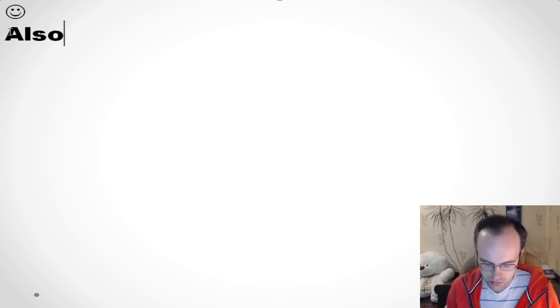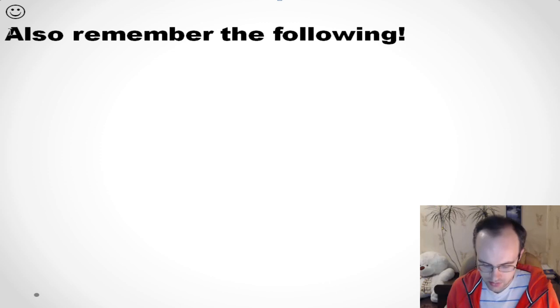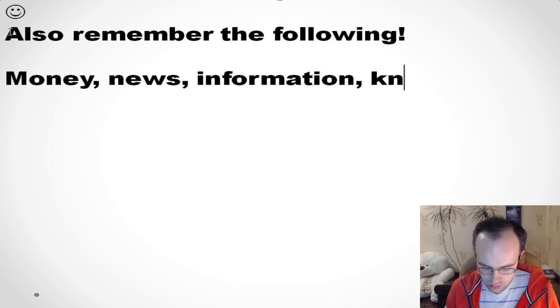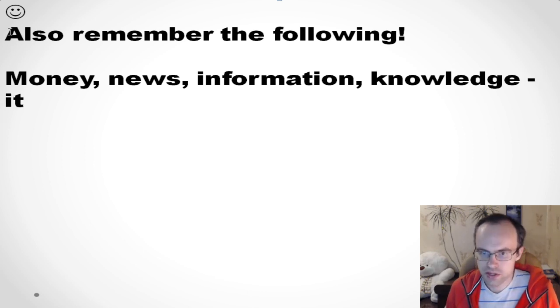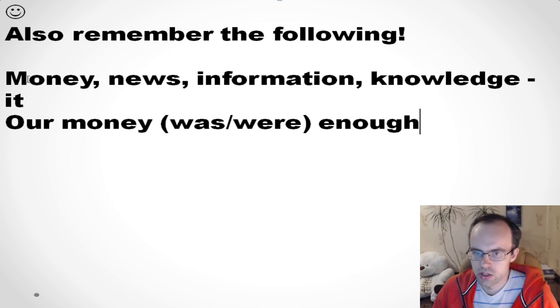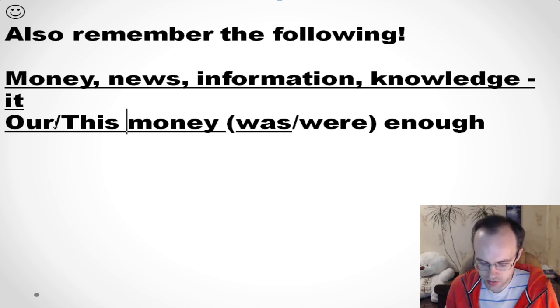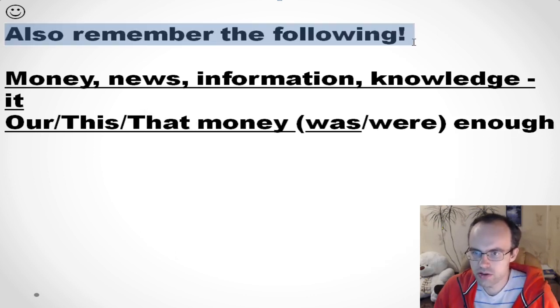And also remember the following. Money, news, information, knowledge means it. For example, our money was or were enough? Okay, it means it. Our money means it. He, she, it was. Our money was enough. Or we can say this money was enough. That money was enough. Okay?